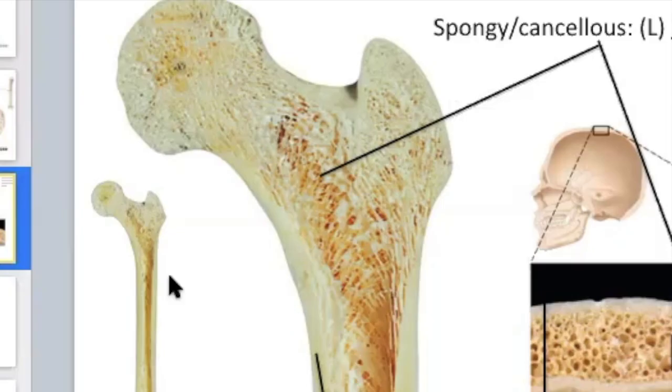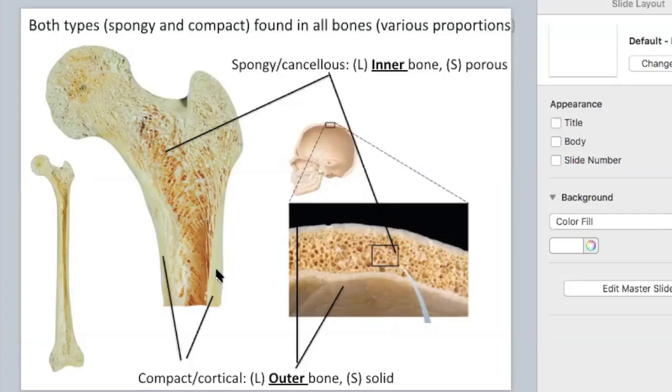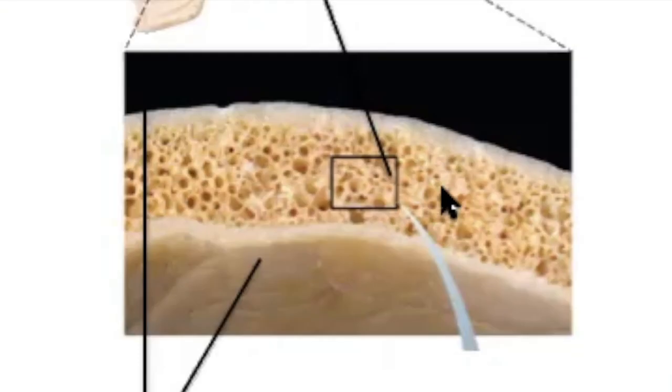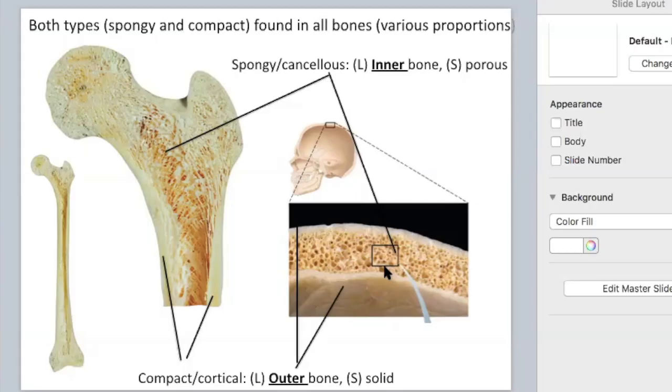Compact on the outside, very hard, very dense. Spongy bone is very porous. So each one of those little holes right there are the pores. Okay, so those are the 2 types of bone tissue. They're made of the same material. It's just they have this different structural arrangement.